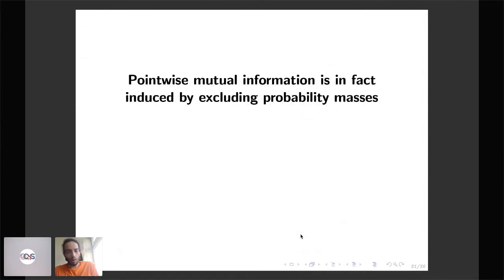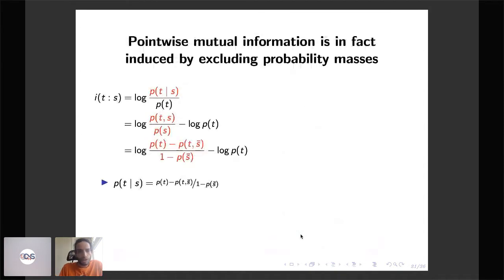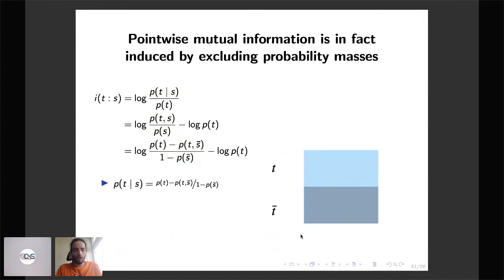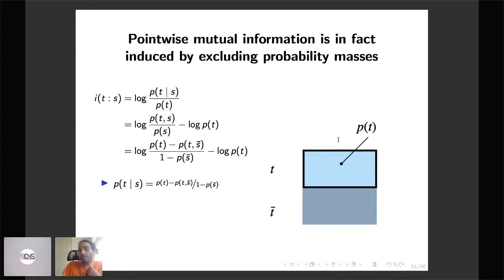Now let's try to explain this idea again by talking about excluding probability masses. This is the mutual information that we had, and let's say this is T. This is the weather being shining and clear, and this is the weather being rainy and stormy, right? And this is the probability that the weather is going to be shining. It's equally likely in this case. This is Göttingen: you never know when it's raining, you never know when it's sunny.